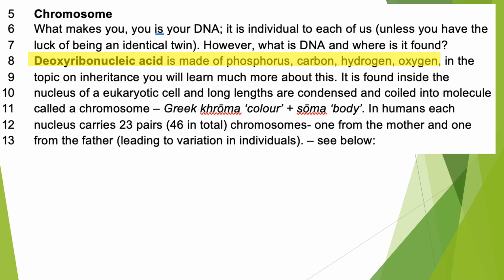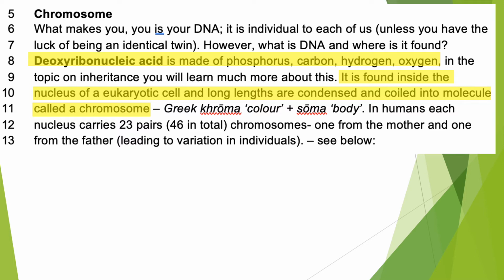DNA can be found, this is at the end of line 9, inside the nucleus of a eukaryotic cell, and long lengths are condensed and coiled into molecules called chromosomes. So I want you to highlight that whole bit right there. So we can find it in a eukaryotic cell. Remember that in a eukaryote, the nucleus contains DNA and it is also enclosed inside of a membrane. It's not just floating around. DNA doesn't float around in the cytoplasm unless you're a prokaryote. But humans are eukaryotes. All right.